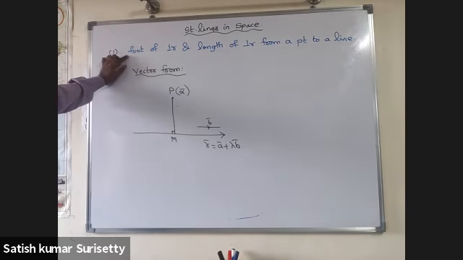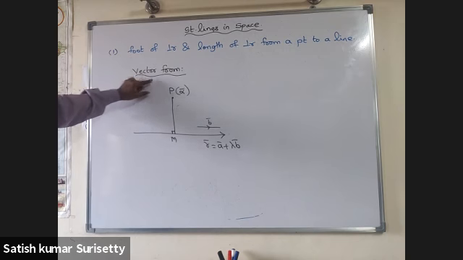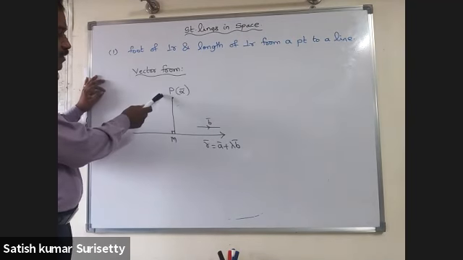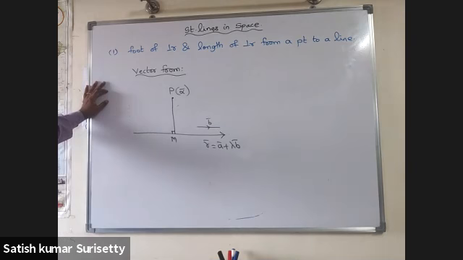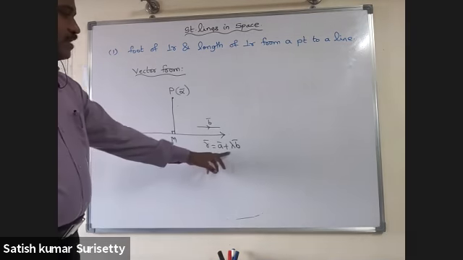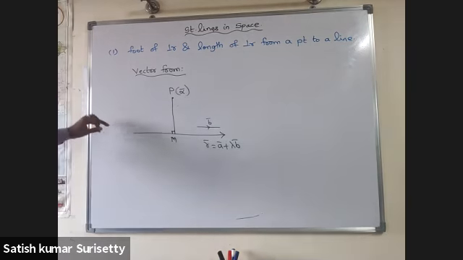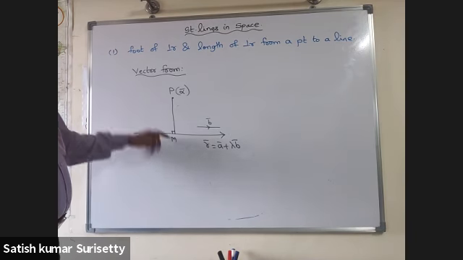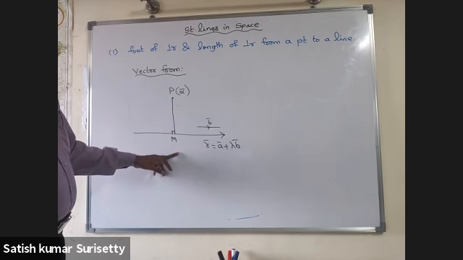So determine the foot of the perpendicular and the length of perpendicular from a point to a line in the vector form. Let alpha bar be the position vector of a point P, and r bar equal to a bar plus lambda b bar is a given line. M is the foot of the perpendicular from P to the line.